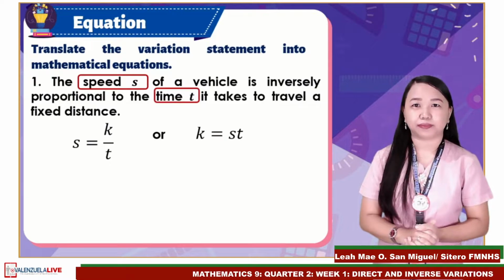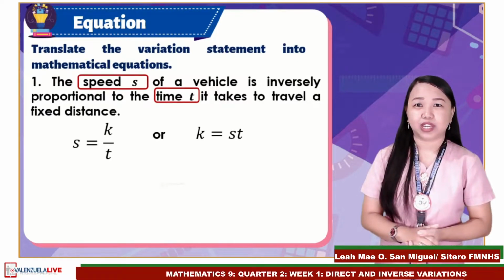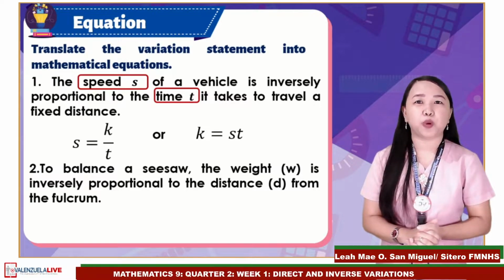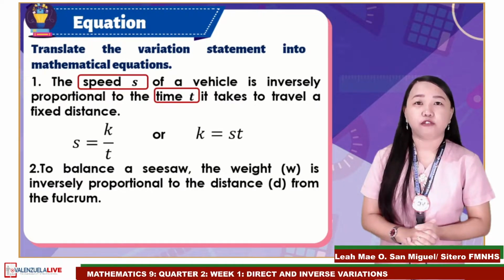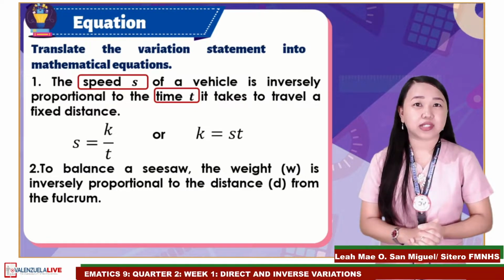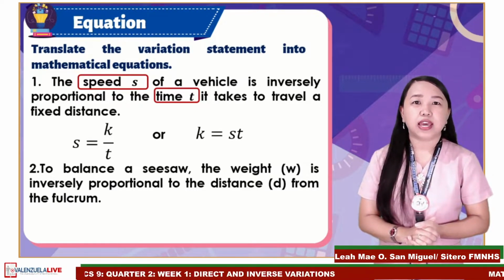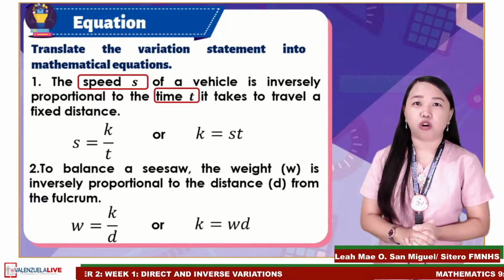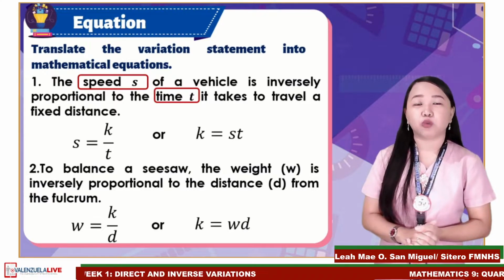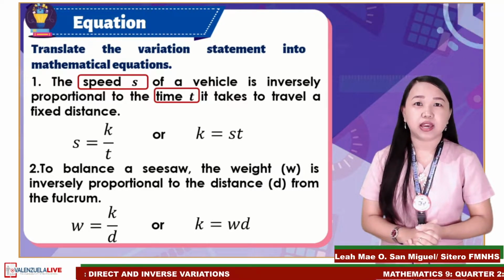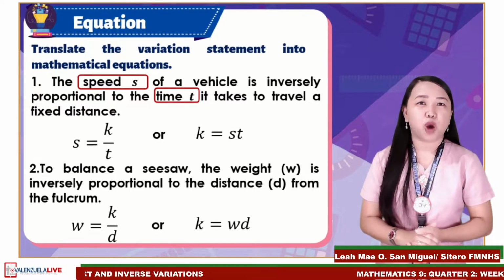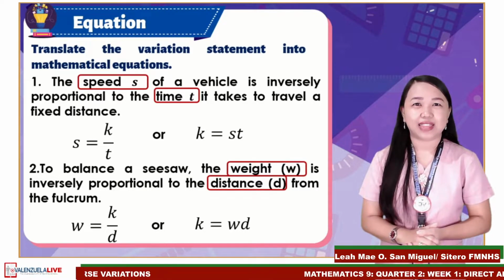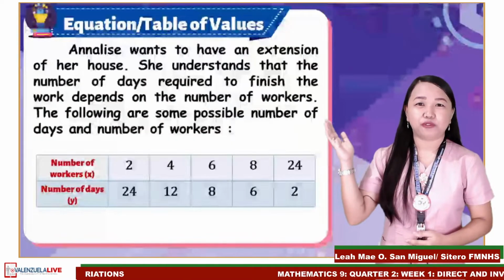Another, to balance a seesaw, the weight W is inversely proportional to the distance D from the fulcrum. This statement can be translated into mathematical equation as W is equal to K over D, or K is equal to WD, where K is the constant of variation, W is the weight, and D is the distance. Next, let's have this situation.